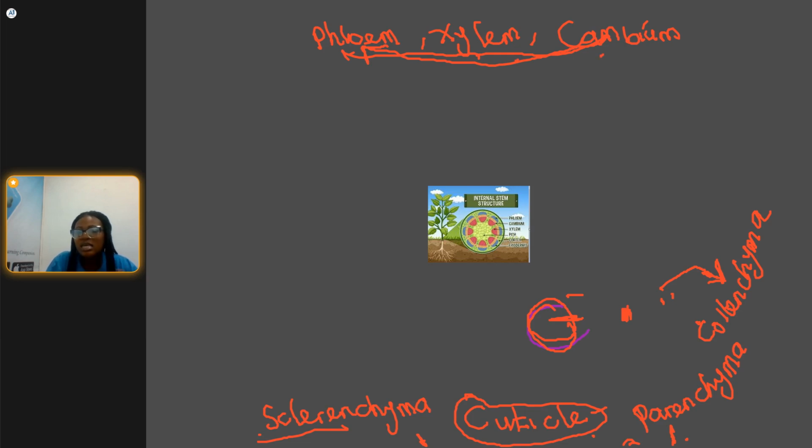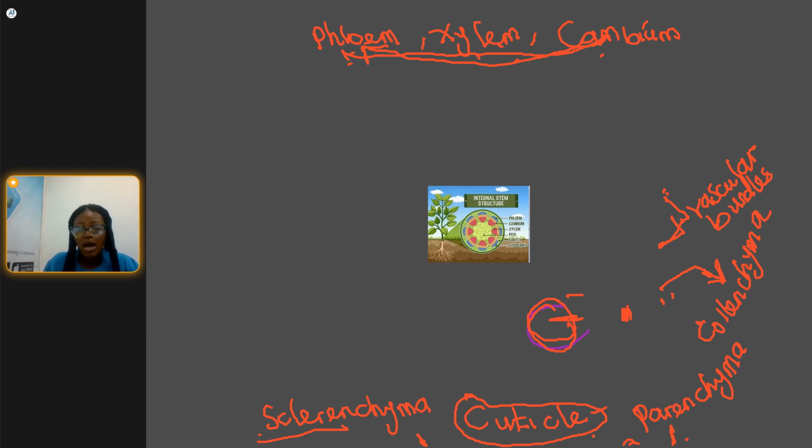But just in case cambium is not included, probably in the option or in the question, then you can go for phloem and xylem. I hope you understand that. So looking at this diagram now, we can see that we have our xylem, we have the cambium, we have the phloem, which means that these three are the vascular bundles. The phloem, cambium, and xylem are the vascular bundles.